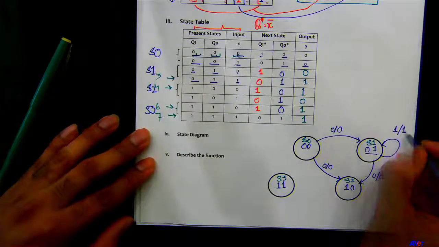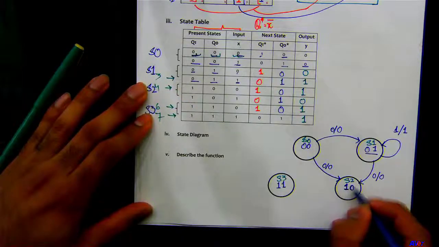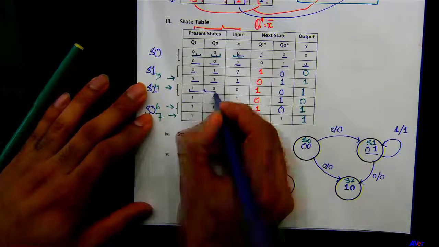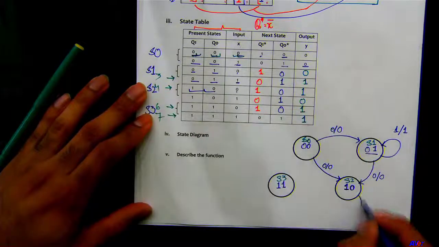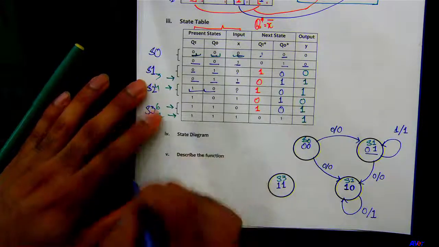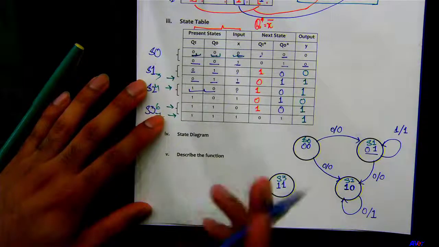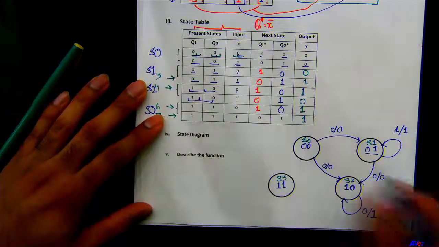1. Good. Now present state is 1 0, which is right here. Input is 0. Next state is 1 0. So it stays here. What is going to be the output? 1. Okay. Cool. Now this one right here. Input is 1, goes to 0 1.